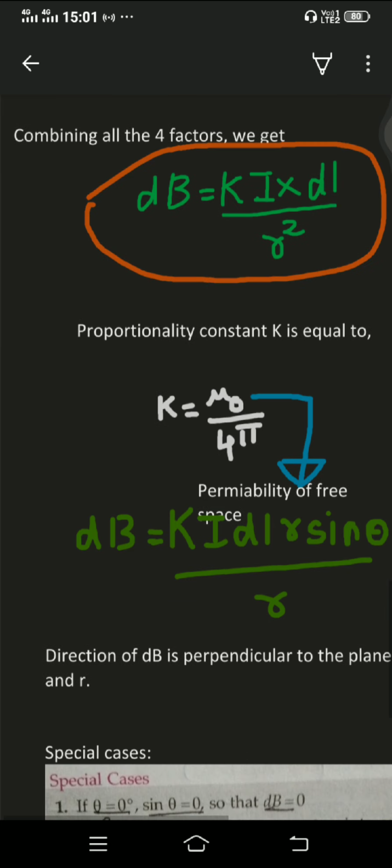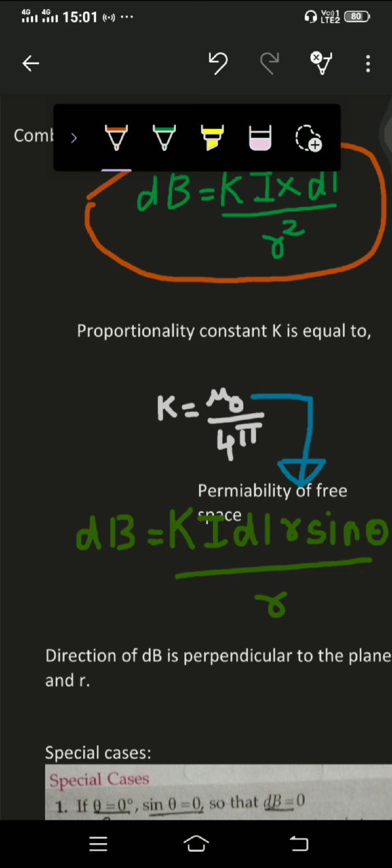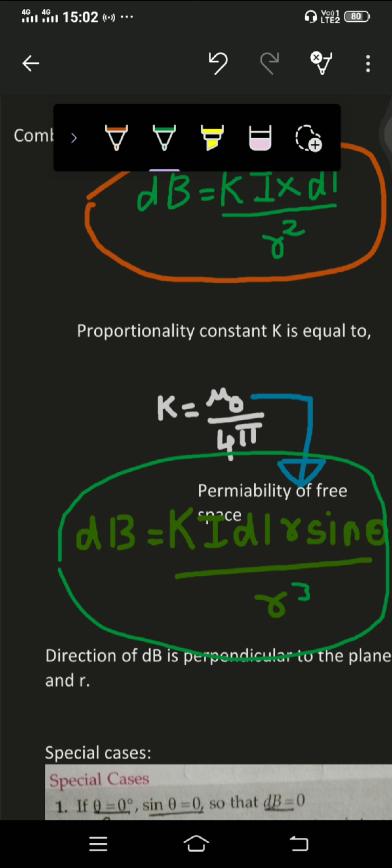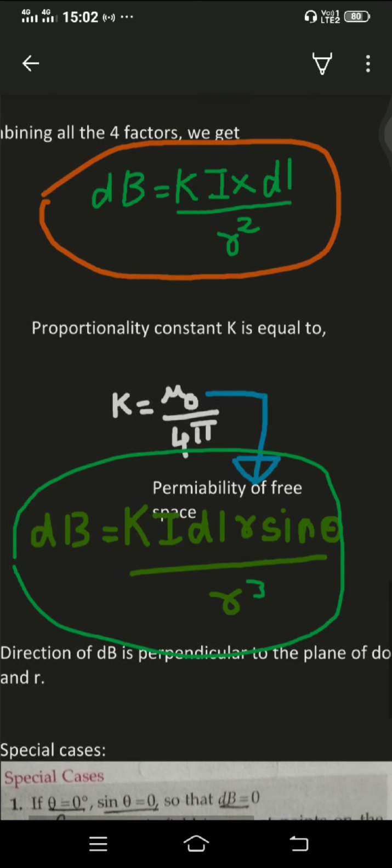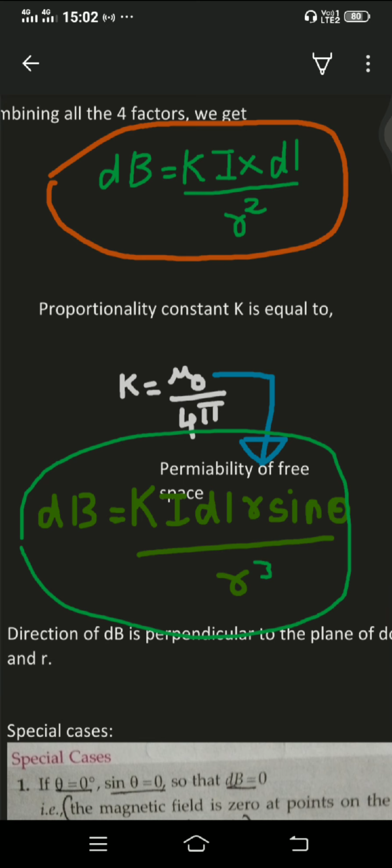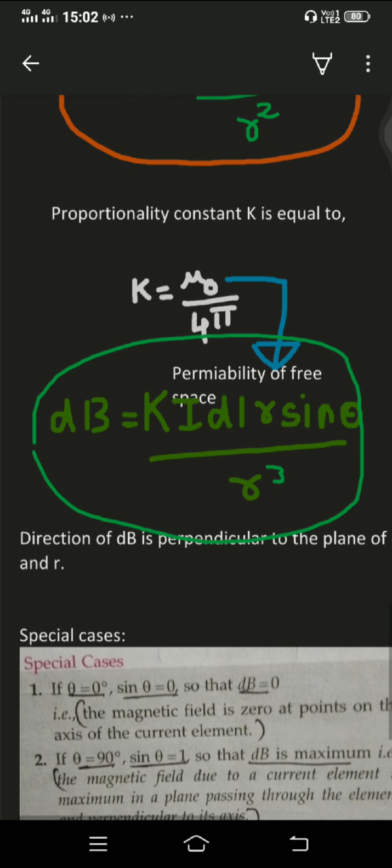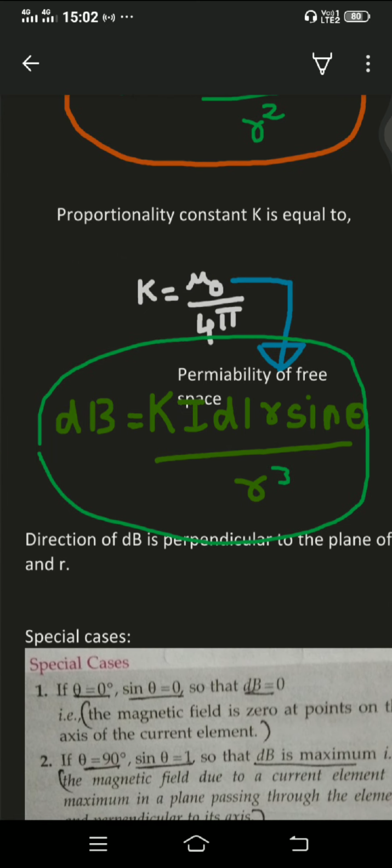We can rewrite the above expression as dB is equal to capital K I dl r sin theta by r cube. The direction of dB vector is perpendicular to the plane of dl vector and r vector.